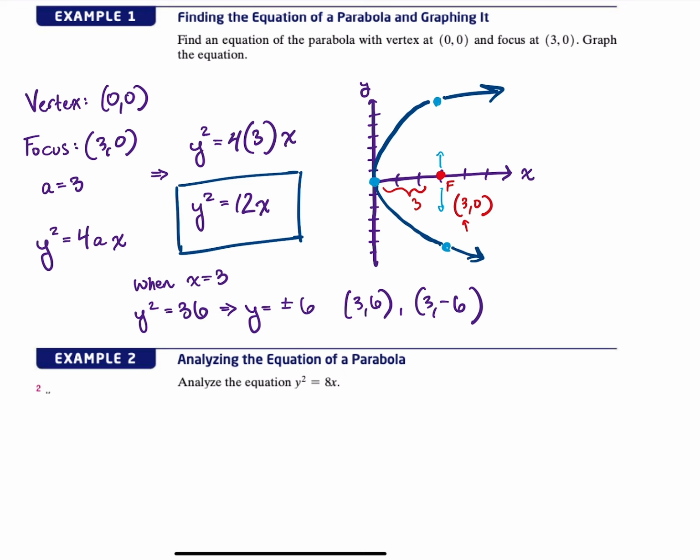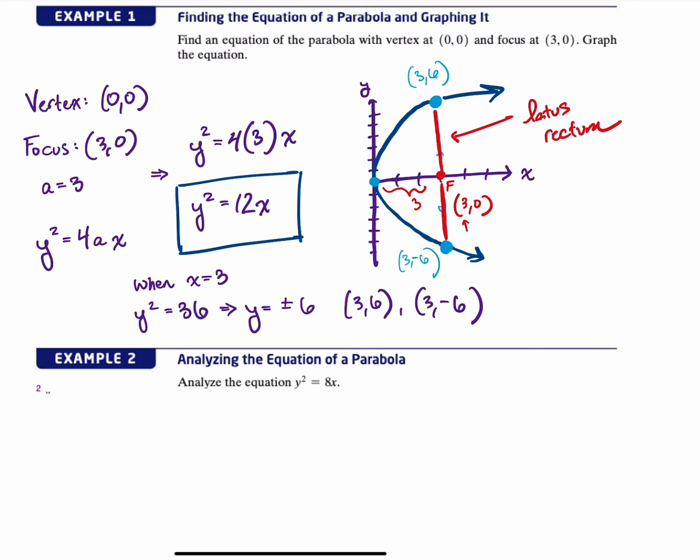So I've noticed the homework questions will ask for these 2 points. And they give a special name for this line that connects the 2 points. This is called, in Latin, the latus rectum. So they'll ask for the 2 points on either edge of this. So in our case, we got 3, positive 6 and 3, negative 6.